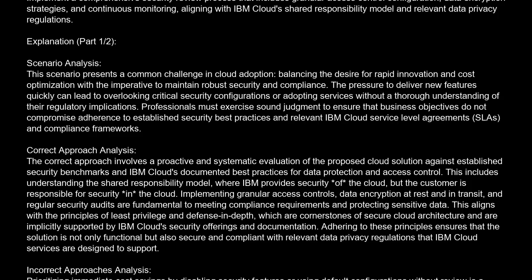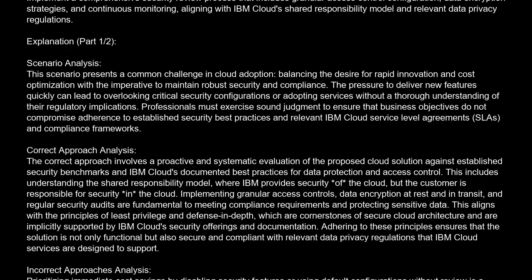Correct approach analysis. The correct approach involves a proactive and systematic evaluation of the proposed cloud solution against established security benchmarks and IBM Cloud's documented best practices for data protection and access control. This includes understanding the shared responsibility model, where IBM provides security of the cloud, but the customer is responsible for security in the cloud. Implementing granular access controls, data encryption at rest and in transit, and regular security audits are fundamental to meeting compliance requirements and protecting sensitive data.